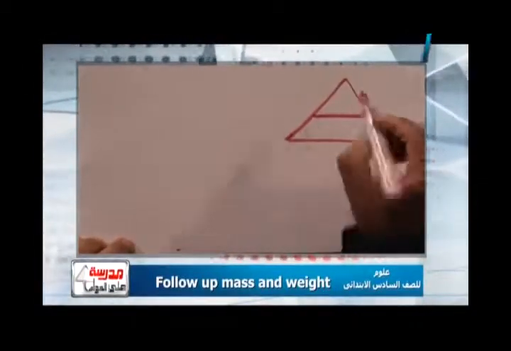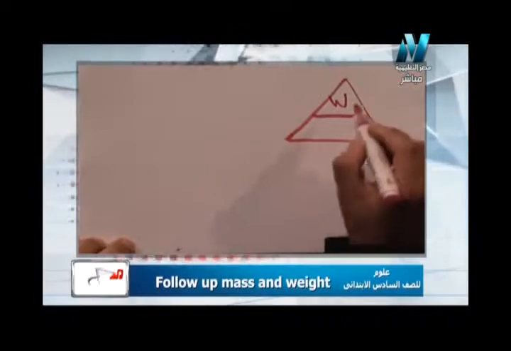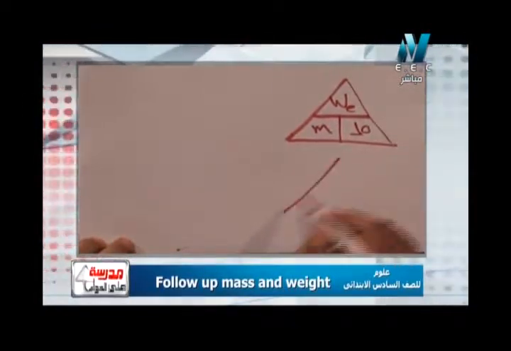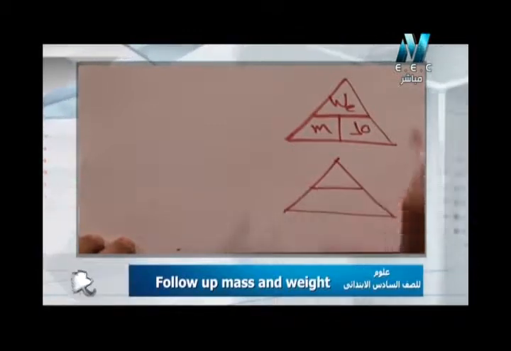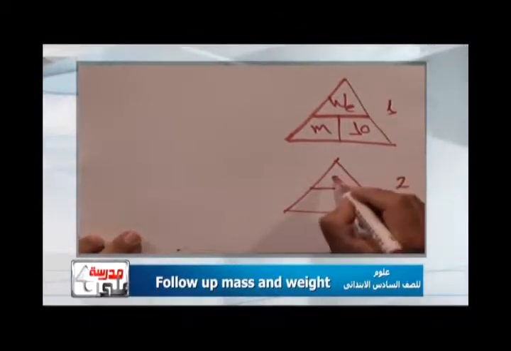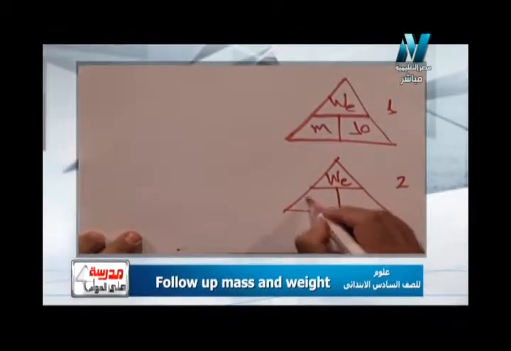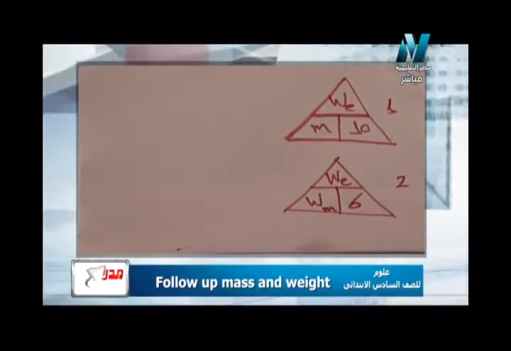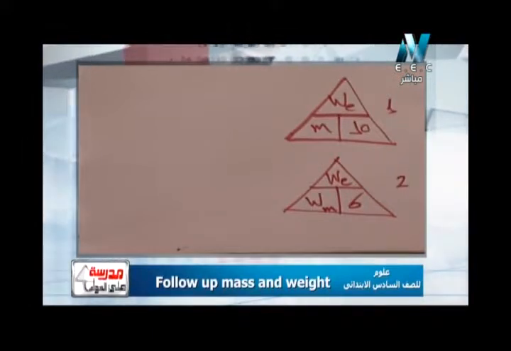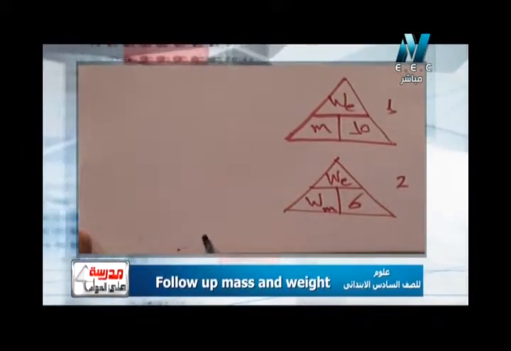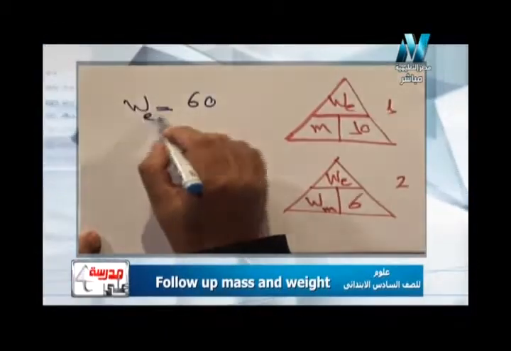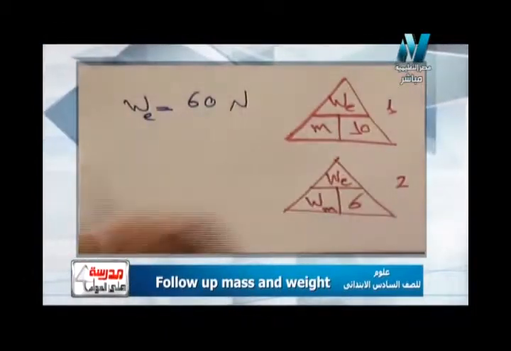Okay. Here is the weight on the earth equals mass by 10. That's the second law, number 1. And number 2: weight on the earth, weight on the moon by 6. And here I have only one piece of information, which is that the weight on the earth equals 60 Newton.